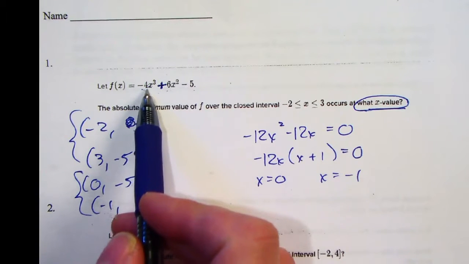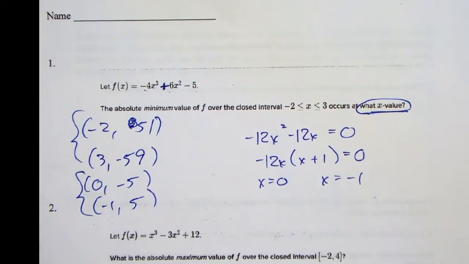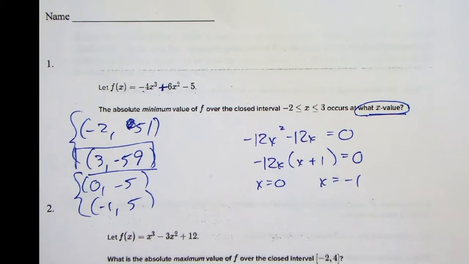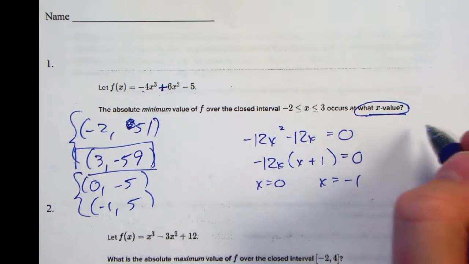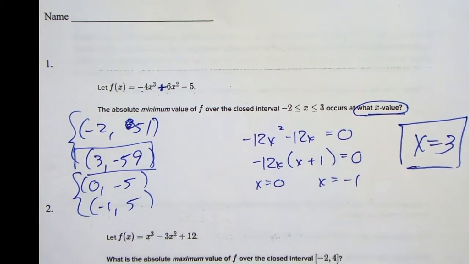Let's see. Minus 5 is 5. I want to know the absolute minimum value. So the lowest it ever gets is here, and that happens at an x value of 3. So what you want to report for your answer is x equals 3.